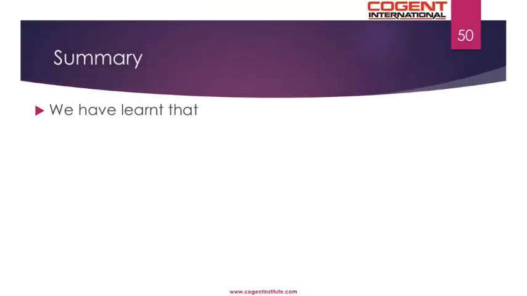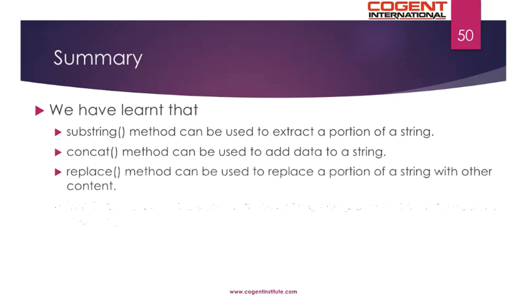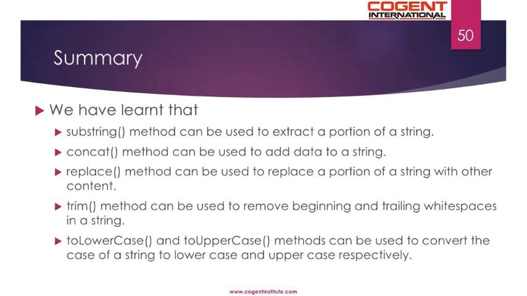To summarize, we have learned that the substring method can be used to extract a portion of a string. The concat method can be used to add data to a string. The replace method can be used to replace a portion of a string with other content. The trim method can be used to remove beginning and trailing white spaces in a string. The toLowerCase and toUpperCase methods can be used to convert the case of a string to lowercase and uppercase respectively.